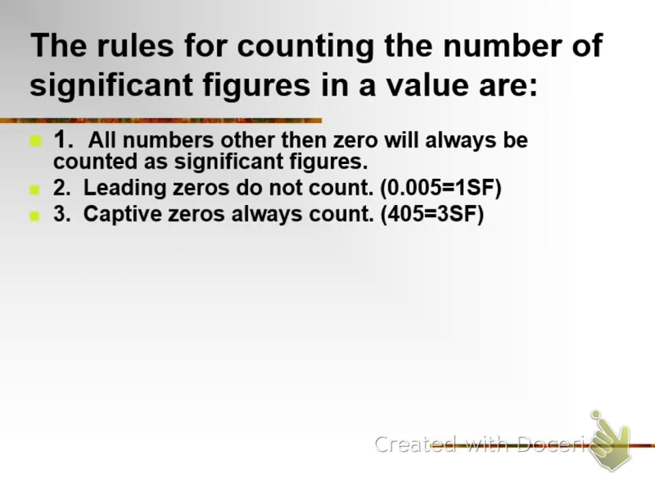Captive zeros, or sometimes they're called sandwiched zeros, always count. Okay, if they're between a number, they always count. Okay, so 405 would have 3 significant figures.